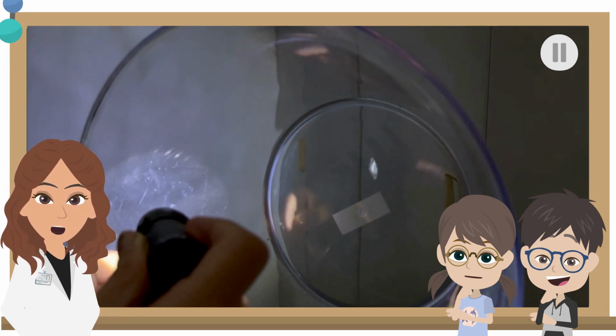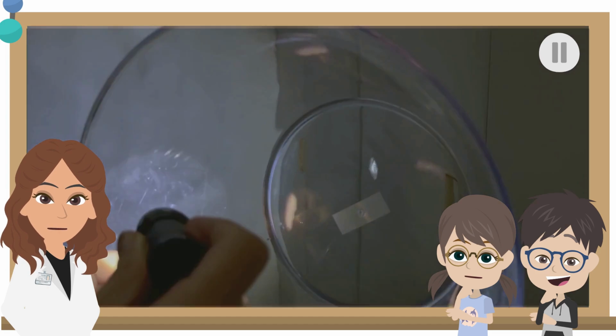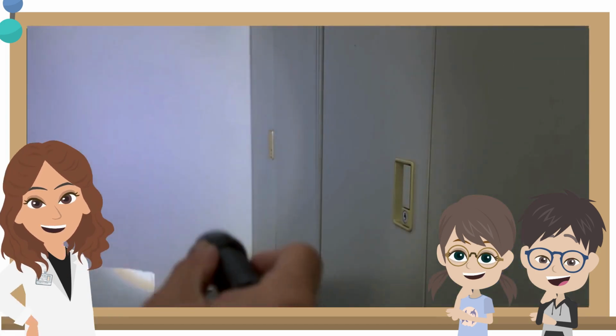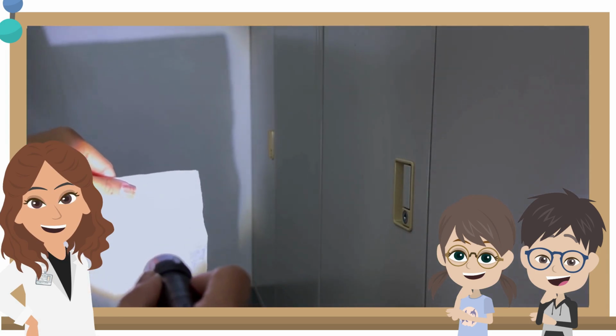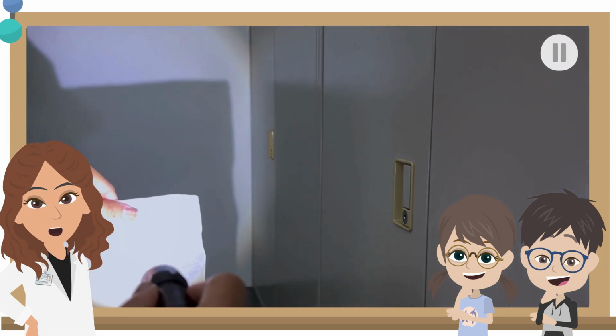How about when we change it to a piece of translucent tissue paper instead? Pause and observe the opacity or the darkness of the shadow. I can see a faint shadow.